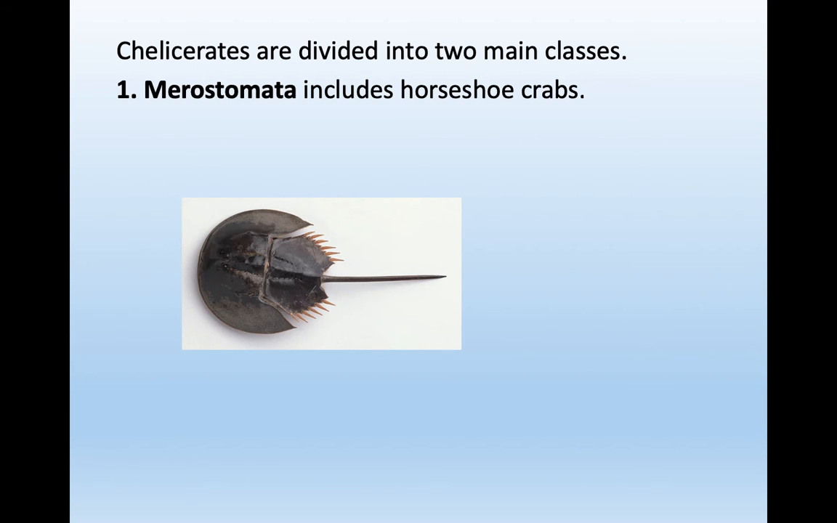Okay, now chelicerates have 2 main classes. There are Merostomata, which is the smaller group of the 2. Merostomata basically include horseshoe crabs. Horseshoe crab is a bit of a misnomer because they're not a crustacean. They are aquatic and they do have a very hard exoskeleton, but as you can see with the body plan, they look quite different from a typical crustacean. In terms of their anatomy, they're more like spiders and their relatives.